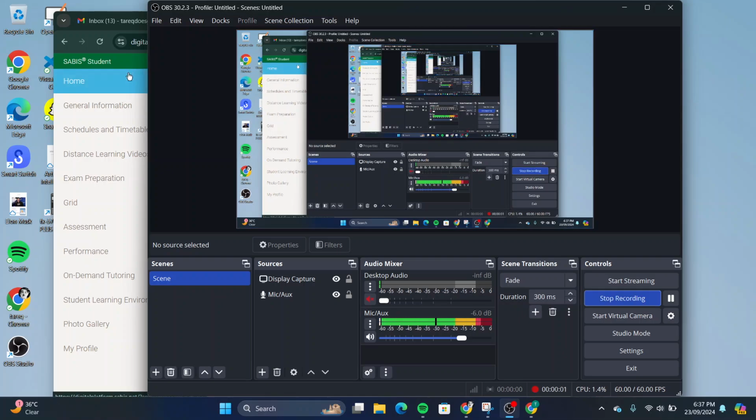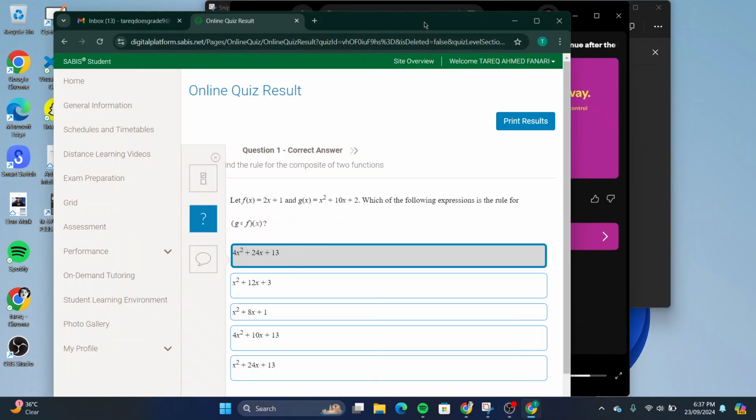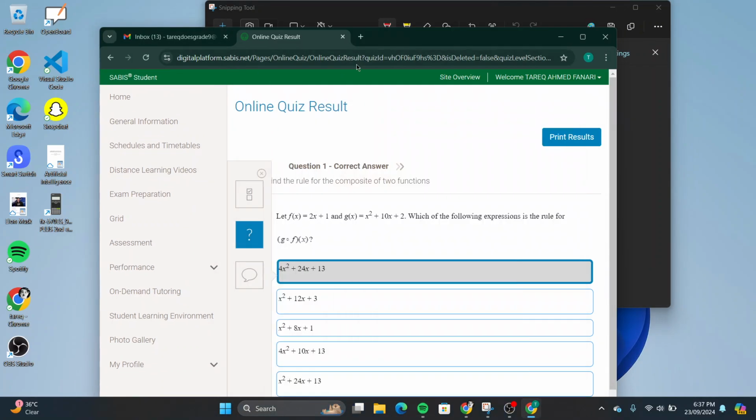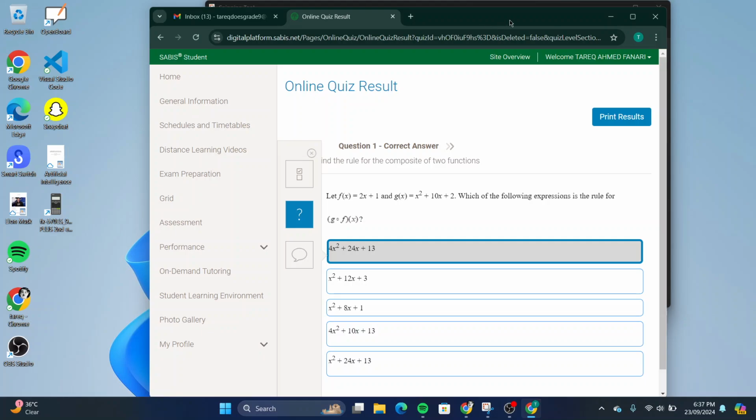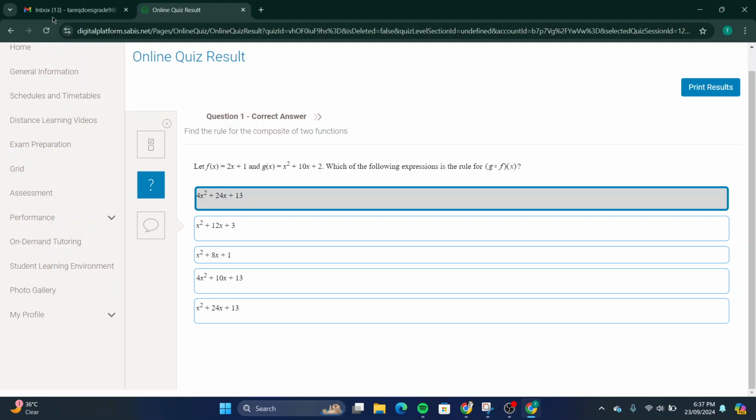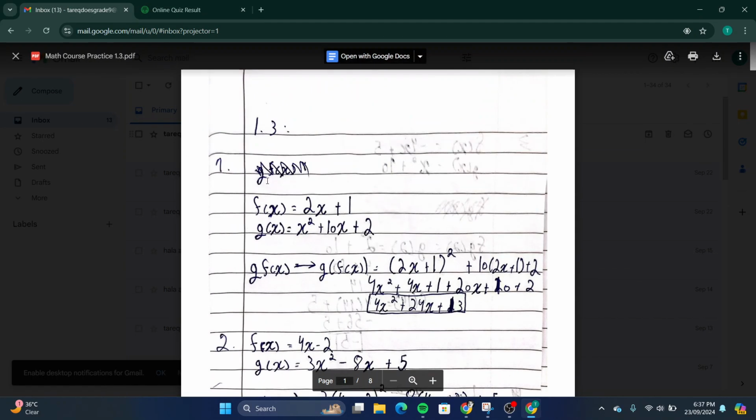Hey everyone, I'll be doing the 1.3 quiz for the math periodic tomorrow. I'll be doing it also for 1.2 and 1.1, but I'm gonna start with 1.3. Okay, so question one. By the way, the document isn't on the drive yet.